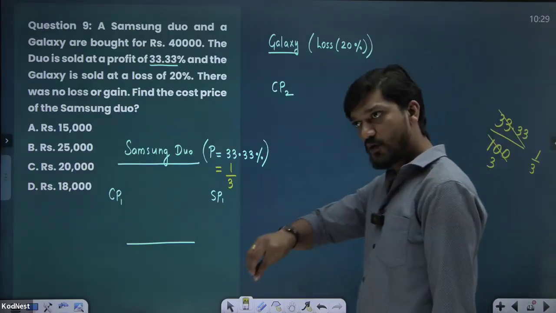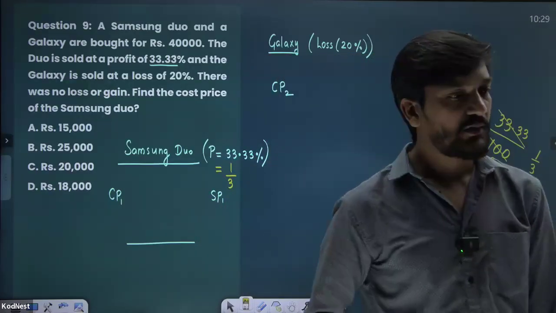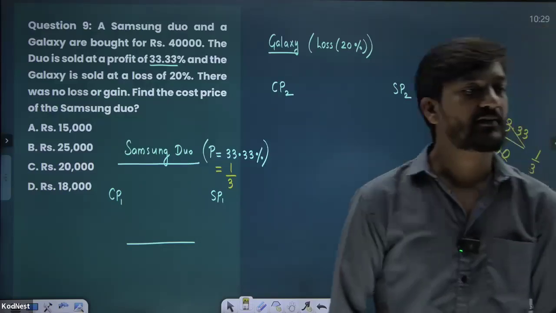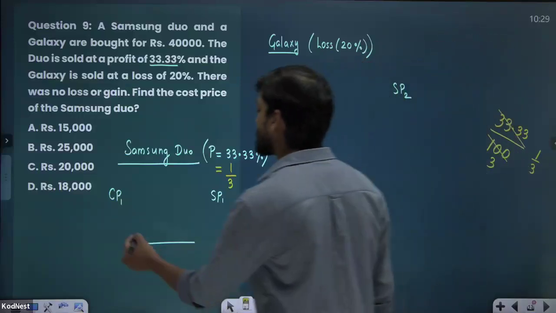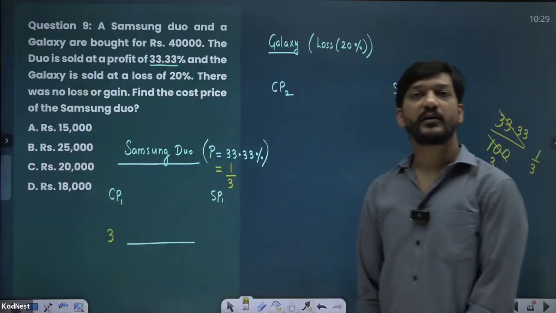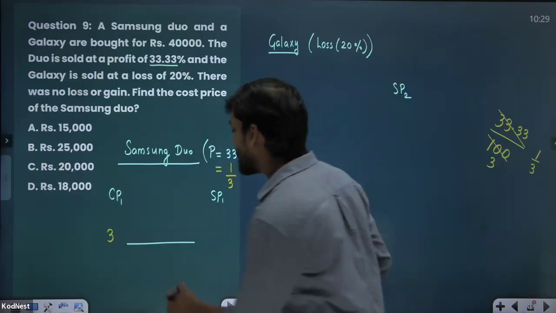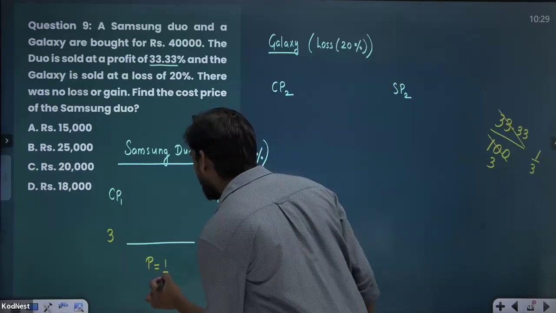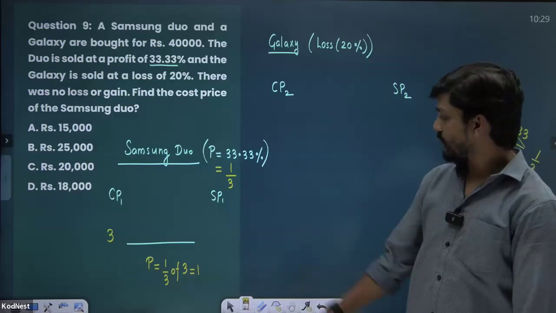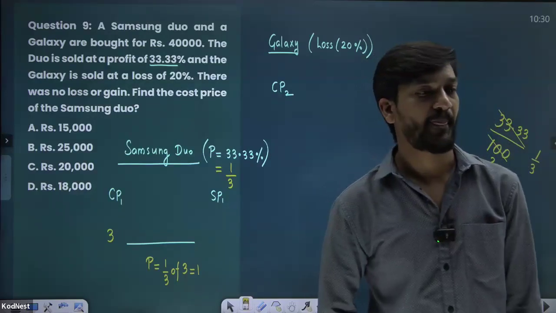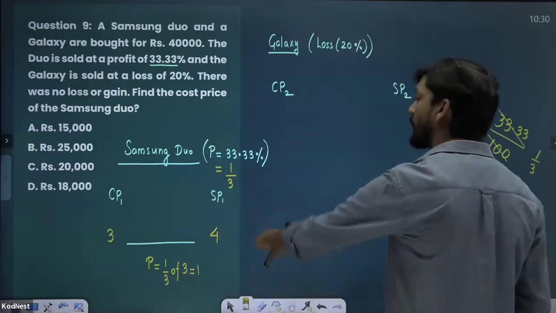Tell me something small, not that big. A little bit smaller. 3 is the smallest. So I'm taking 3. So the cost price is 3. As per the percentage, profit is 1/3. 1/3 of 3 is the profit, that means 1 is the profit. So what is the selling price? 3 plus 1, 4. 4 is the selling price. I will come back to this.